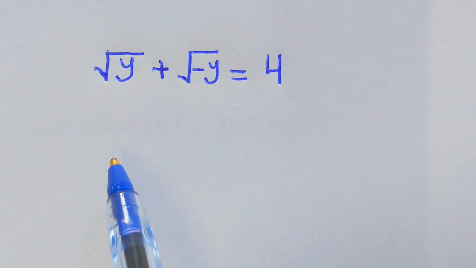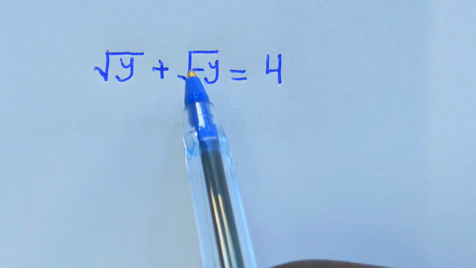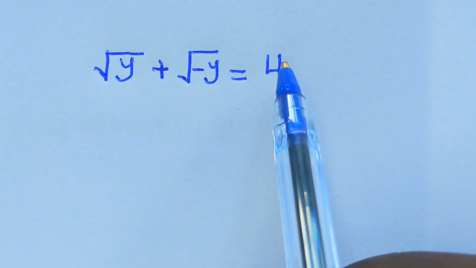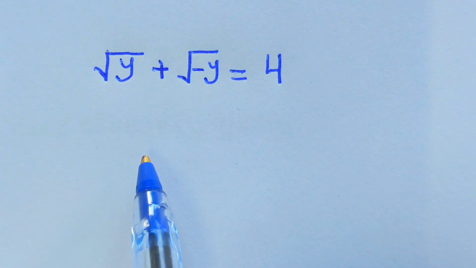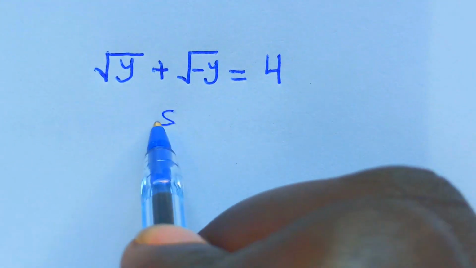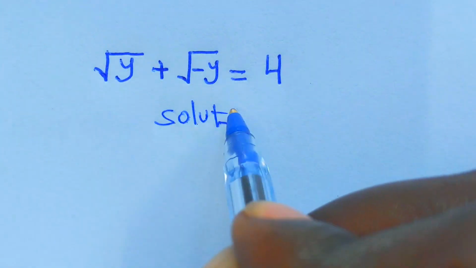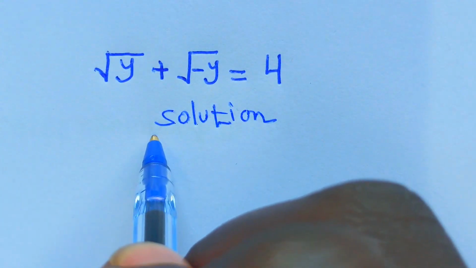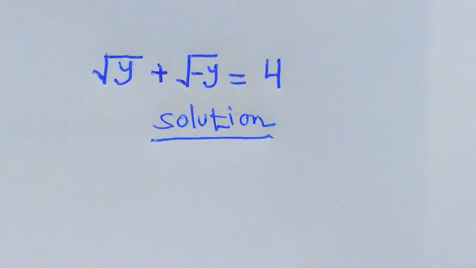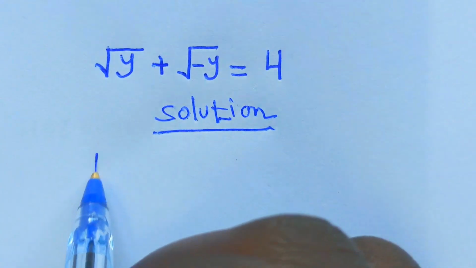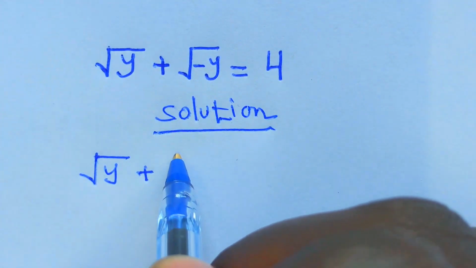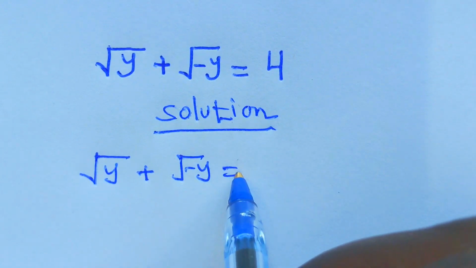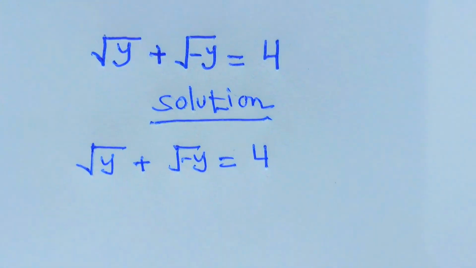We have given the question: square root of y plus square root of negative y equals 4, and we are supposed to find the value of y. Let's provide the solution very quickly. Of course, here we have to copy what we have: square root of y plus square root of negative y equals 4.